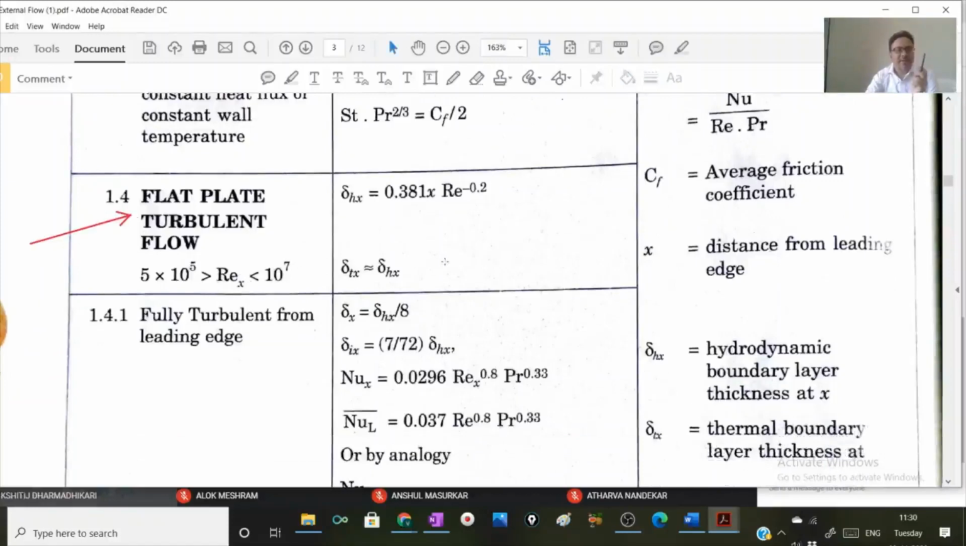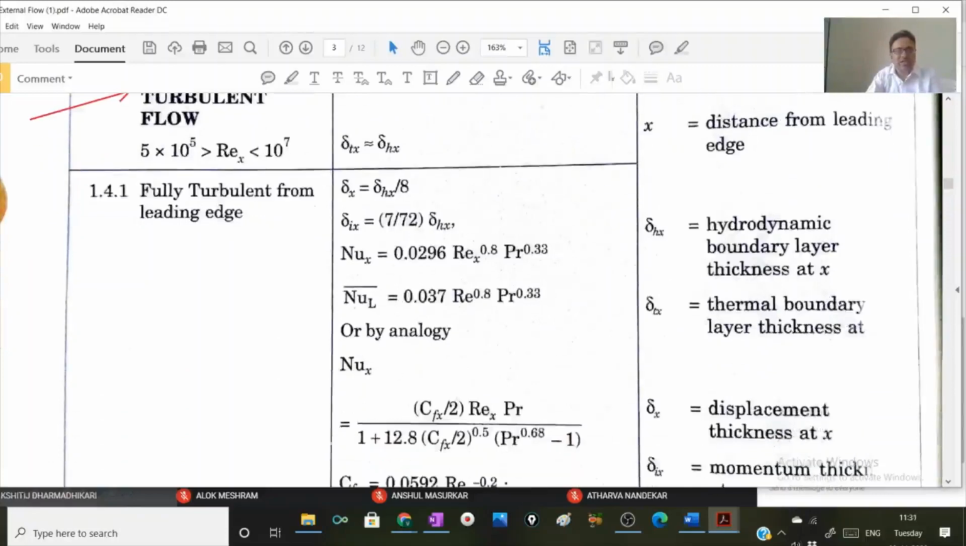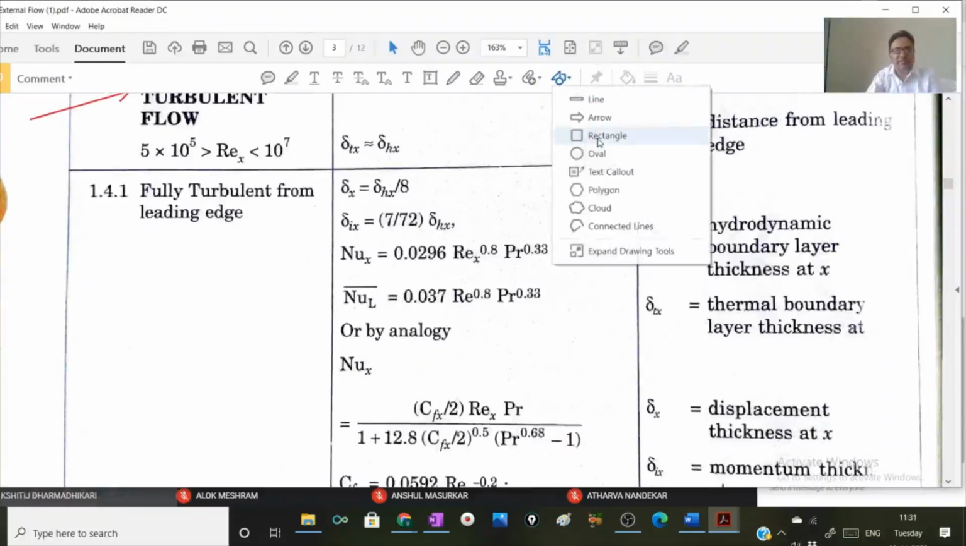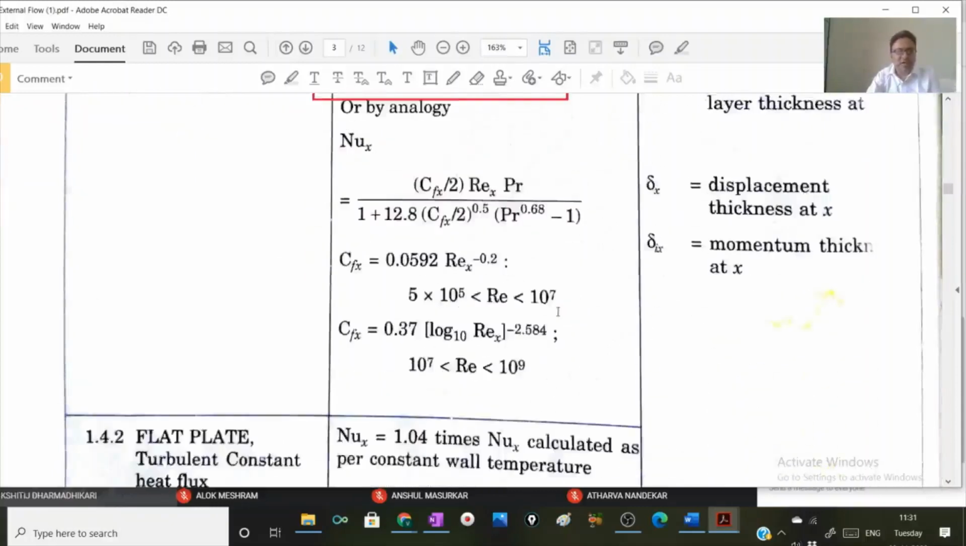Now here we have to select the appropriate correlation of Nusselt number. What are the conditions with me? Fully turbulent flow and constant wall temperature. So this expression seems appropriate: Nu bar is equal to 0.037 Re to the power 0.8 into Prandtl number raised to 0.33. In order to check the other possibilities, let us move on.